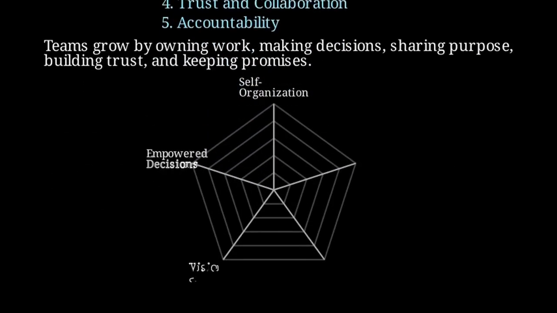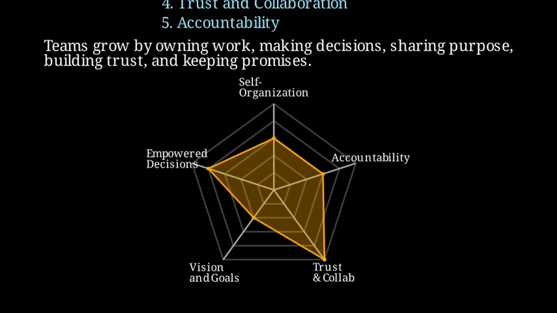To visualize the assessment, teams use a spider chart. Each axis is one of the 5 dimensions, and scores from 1 to 5 are plotted. Let's say our team votes, and the average scores are 3, 4, 2, 5, and 3. We plot each score on its axis and connect the points. The shape shows strengths and weaknesses.